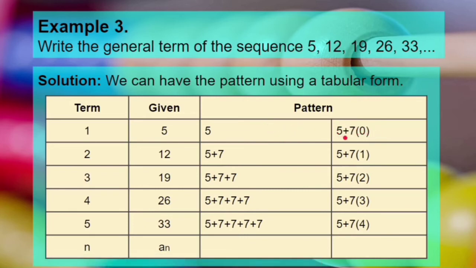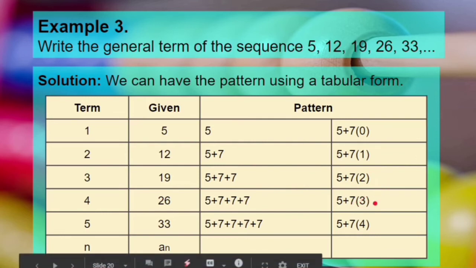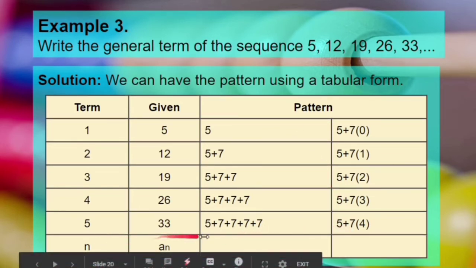So we have 5 plus 7 times 0. So we have here 0 since we do not add 7. For the second term, we add 7 once. So that is 7 times 1. For the third term, we have 5 plus 7 times 2. We have here 2 sevens. And then 5 plus 7 times 3 for the fourth term. 5 plus 7 times 4 for the fifth term. So for the nth term, that is 5 plus 7 plus 7 plus 7 up to plus 7.